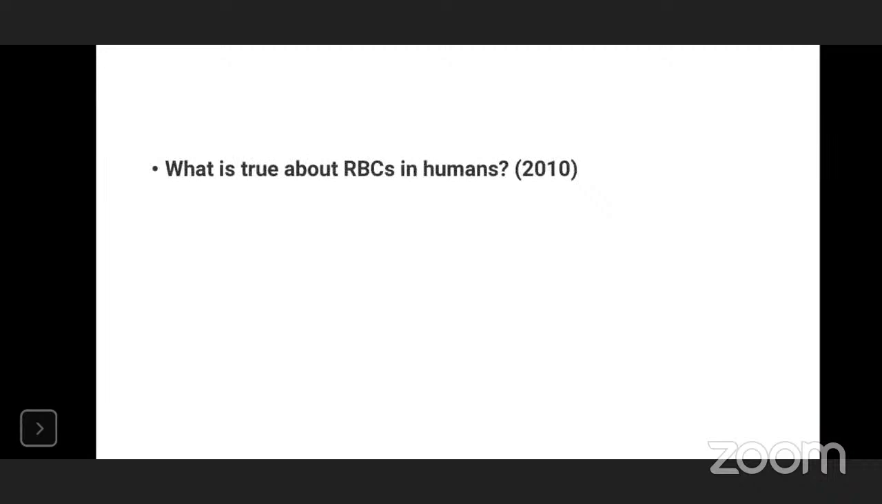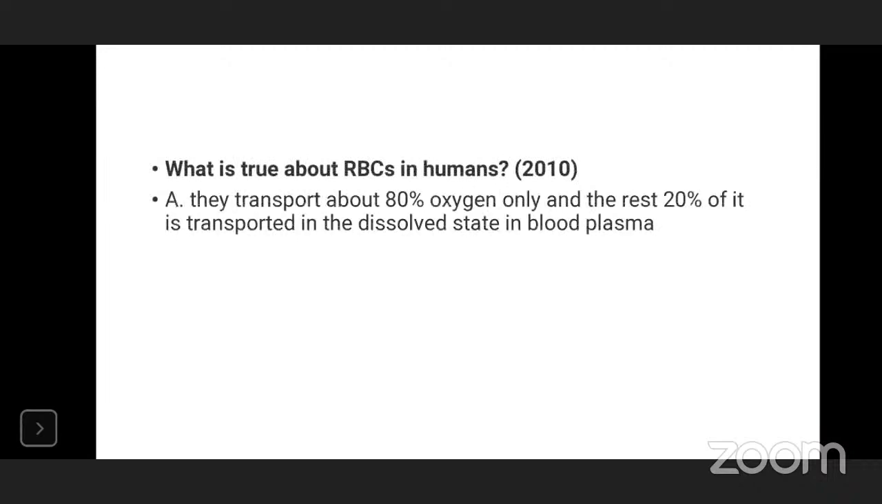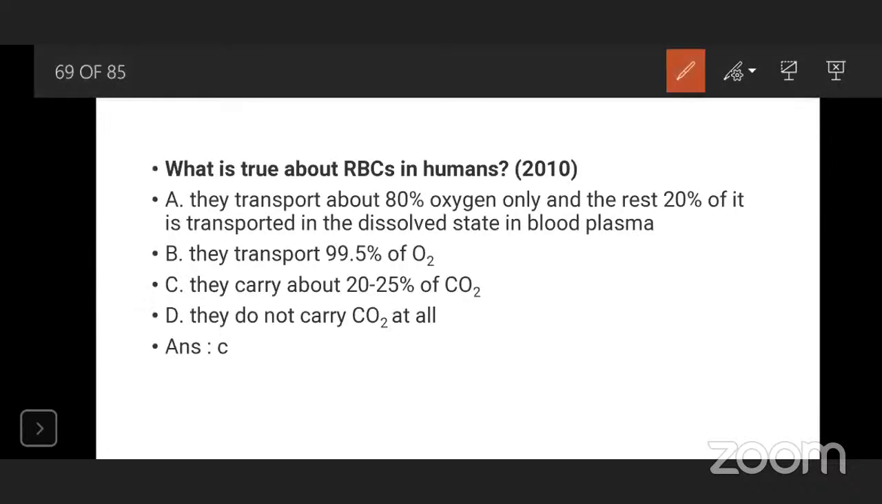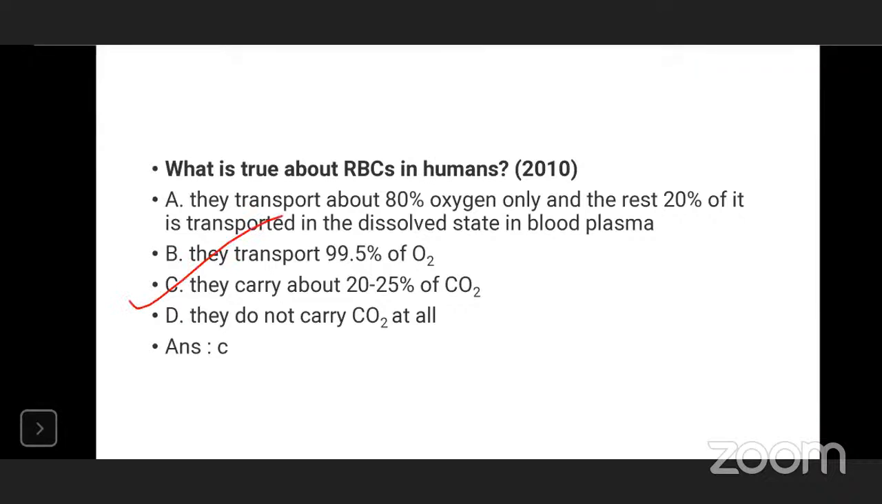What is true about RBC in humans? They transport about 80% oxygen and the rest 20% is transported in the dissolved state in blood plasma. They transport 99.5% of oxygen. They carry about 20 to 25% of carbon dioxide. They do not carry carbon dioxide at all. The correct answer is C. They carry about 20 to 25% of carbon dioxide.